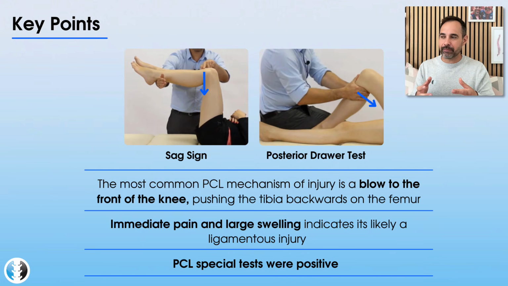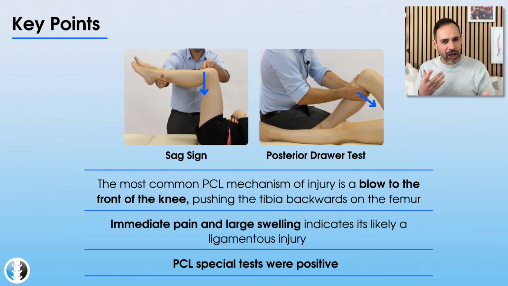And for this particular patient, when she had fallen on the hockey court, falling onto the anterior knee can push the tibia back onto the femur, meaning that you get that posterior tibial translation injuring the PCL. Then, what about those special tests?